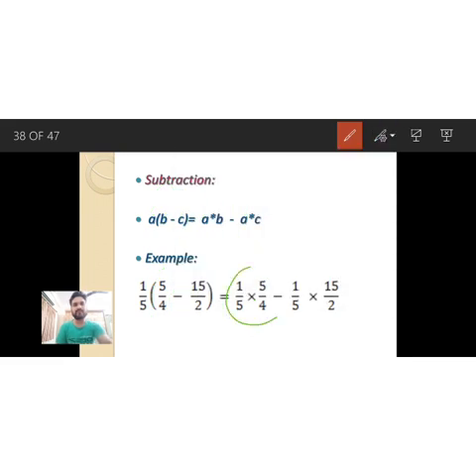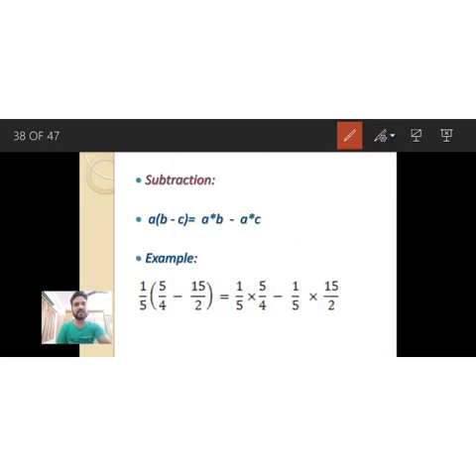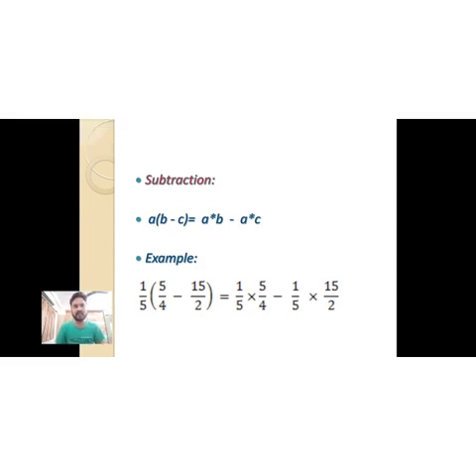Now as we know, this final answer is 1 by 4 and this final answer is 3 by 2. In the addition we saw 1 plus 6; here, instead of plus, we only have to do minus. So 1 minus 6 is minus 5 by 2. So the answer of this sum is minus 5 by 2. This is the distributive property of multiplication over subtraction.